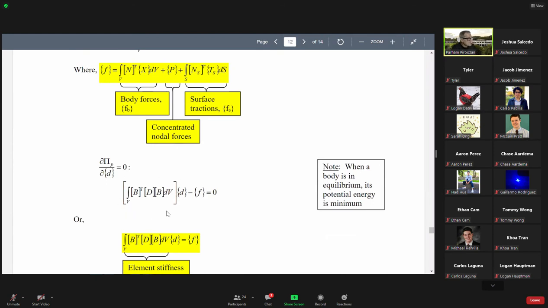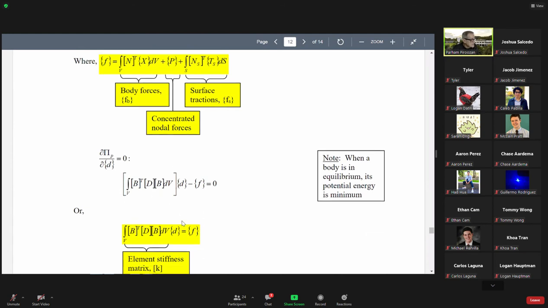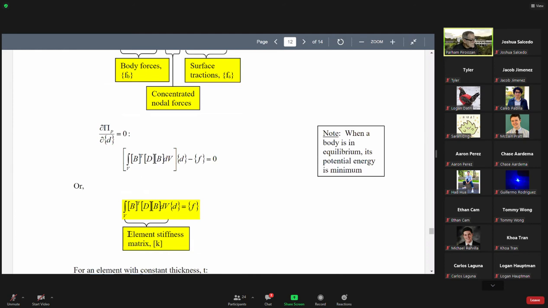This piece, that's what we always like to see. This times D is equal to F. That's what in finite element we always want to see. This something is called K. It is our element stiffness matrix. That's what we want. This something multiplied by D is equal to F. This is the element stiffness matrix. Integral of B transpose dB. It's a very important formula.